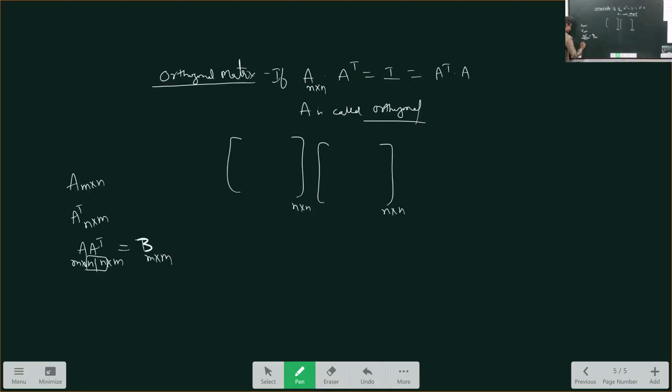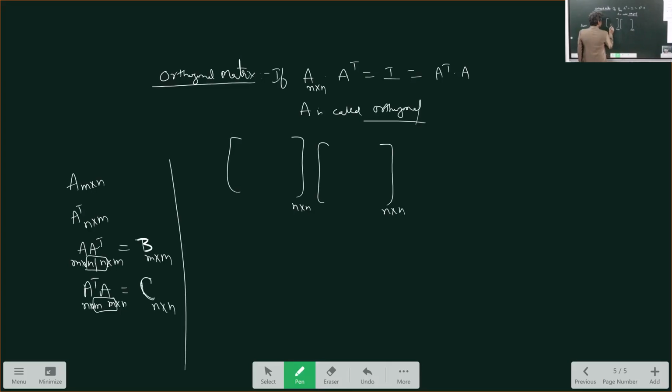For example, I am taking the reverse, A transpose into A. What is A transpose? A transpose will be n cross m and A will be m cross n, so these two are the same, and the result will be another matrix called C, which will be n cross n. Please remember, the order plays a very important role. That's why I am fixing the order n cross n.